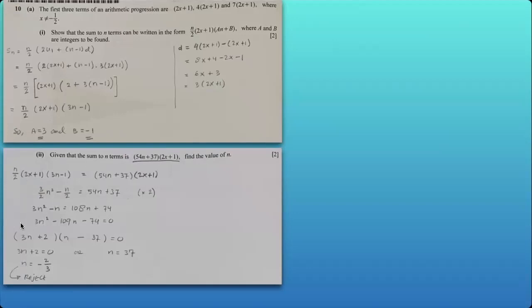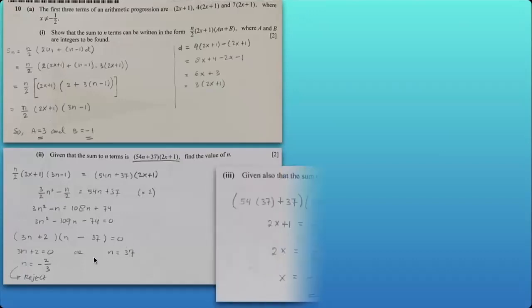And we end up with this quadratic equation. We can factorize and we can find n. We reject this. Therefore, n is equal to 37.